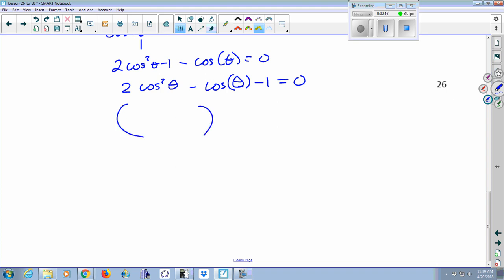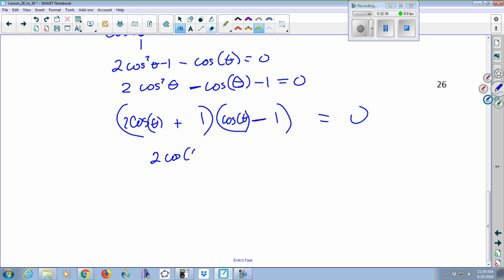So I set up my factors, set them equal to 0. I've got a 1 and a 1, a cosine, 2 cosine here. Since my middle sign's negative, I'm going to put the negative sign there, plus 1 cosine theta. And then from there, you all have worked on doing these, I think, over and over, but let's quickly do it.